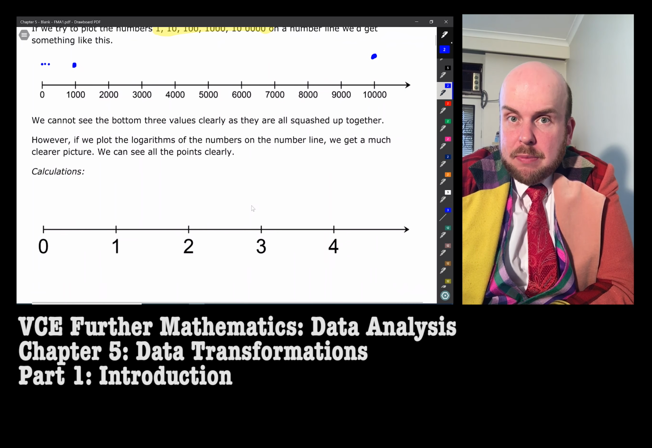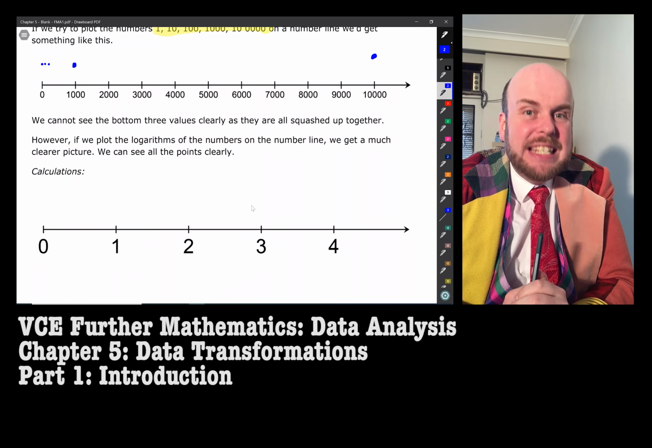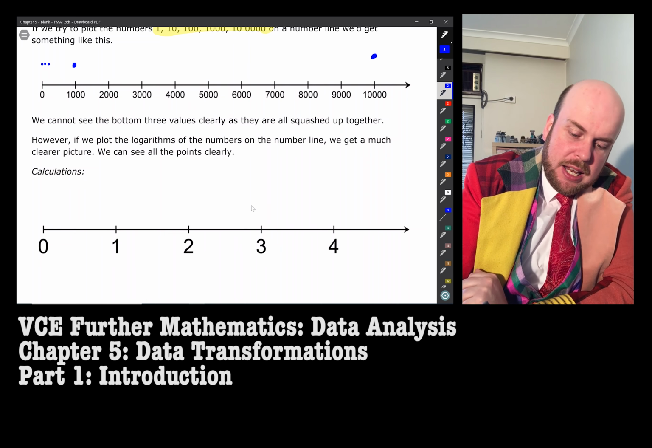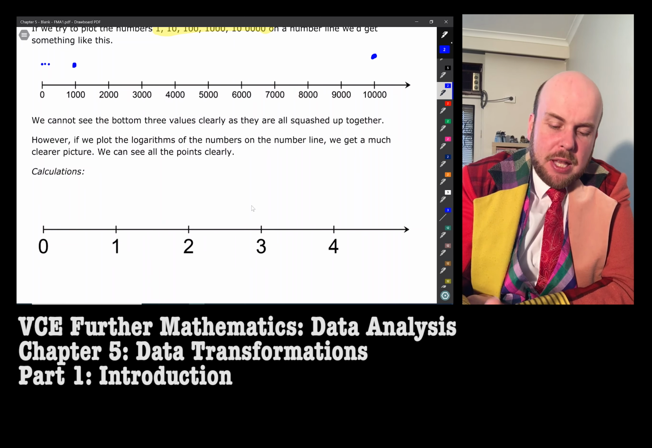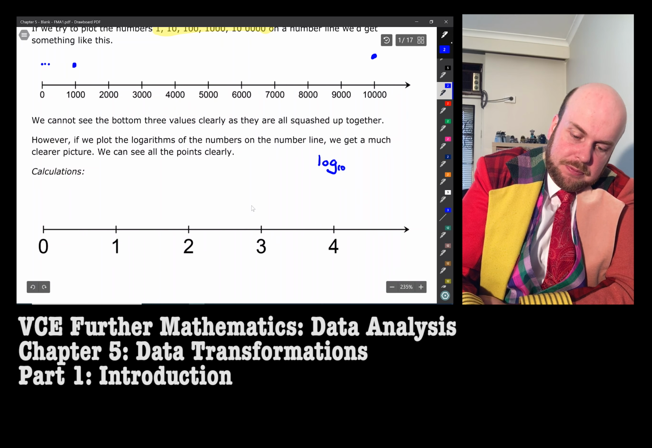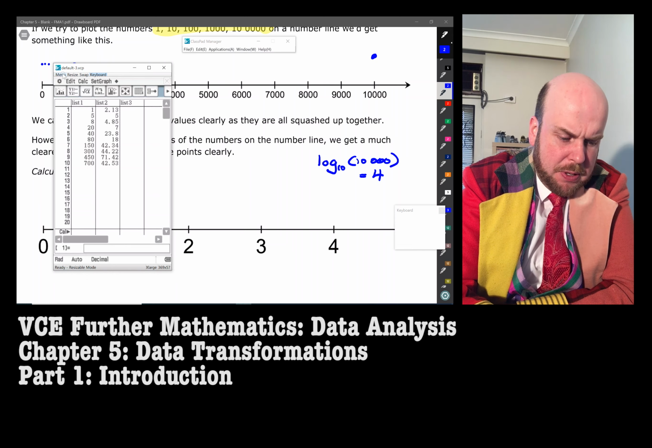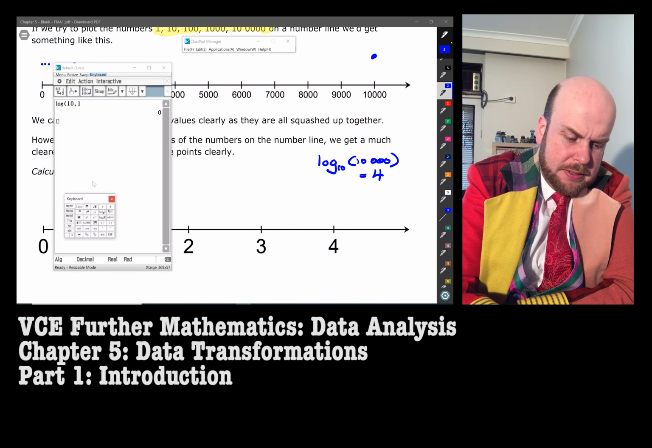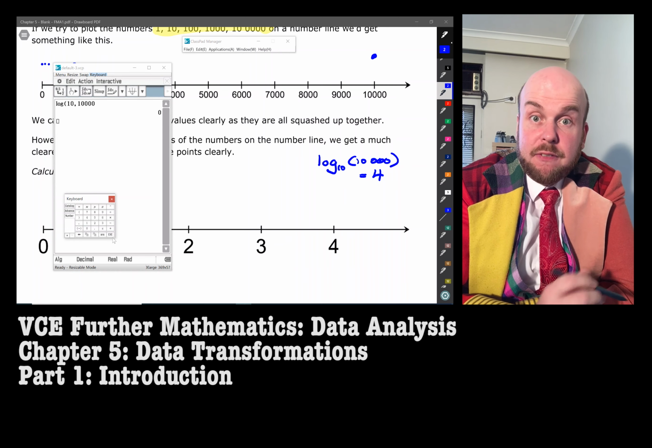Basically, what a logarithm does, in a very simplified way, is summarize how many digits you might have. I know there are going to be some maths people watching this going, no, logarithms don't do that. But from a very simplified point of view, it kind of does. If I did the log 10 of 10,000, that is actually equal to 4. How did I know that? It's because I used my CAS. I'm going to use it to type in said answers. So log 10, 10,000, and I get 4.